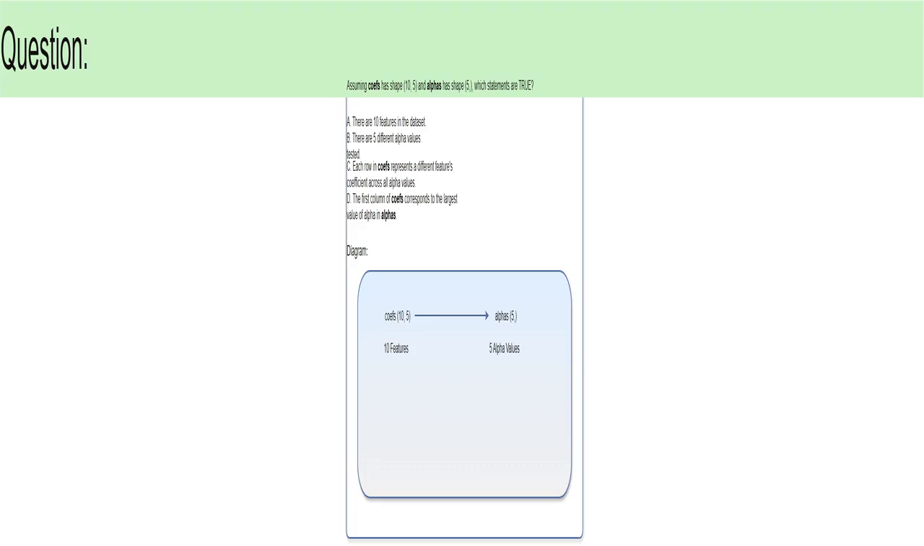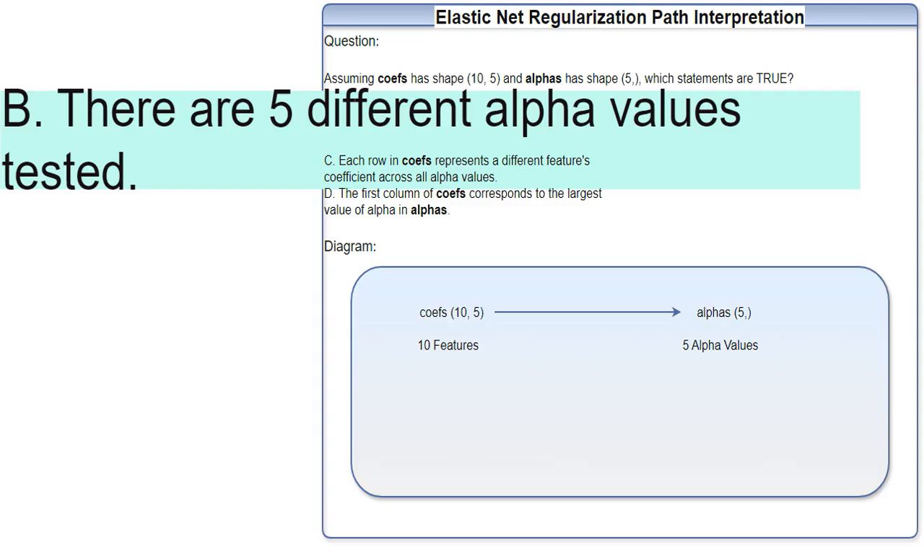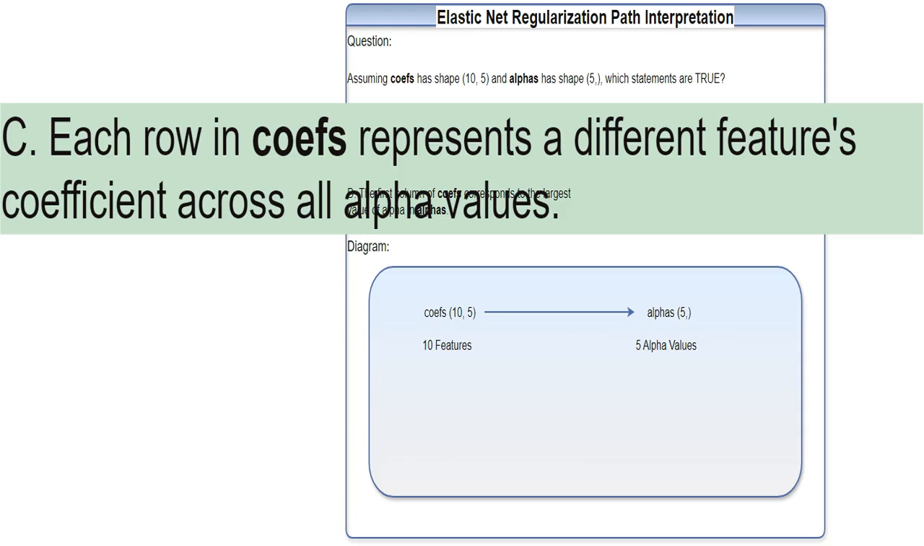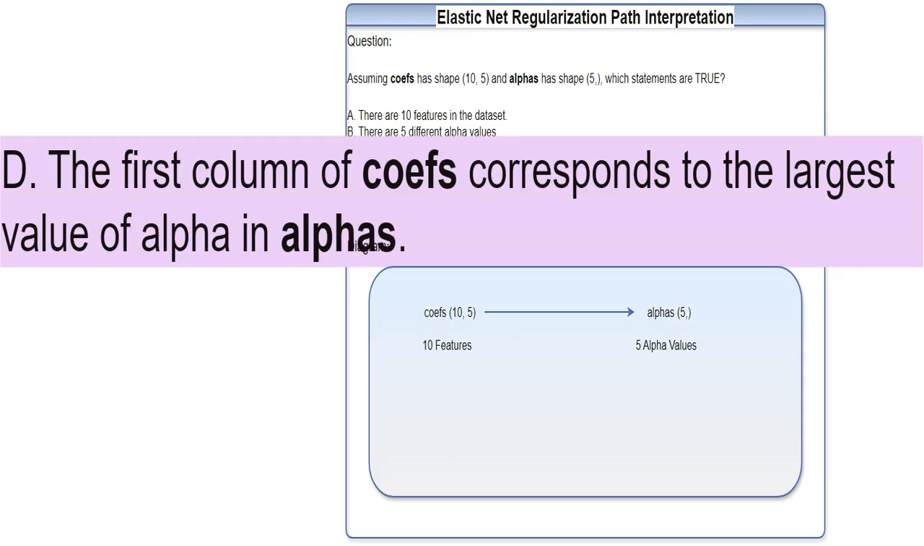This statement is true because the number of rows in COFS, 10, matches the number of features in the dataset. Each row corresponds to a different feature. This is true. The number of columns in COFS, 5, and the length of alphas, 5, both indicate that 5 different values of alpha were used in the analysis. This is true. Each row shows how the coefficient of that particular feature changes as alpha changes. This is also true. The enet_path function usually returns alpha values in descending order, so the first column shows the coefficients for the largest alpha.